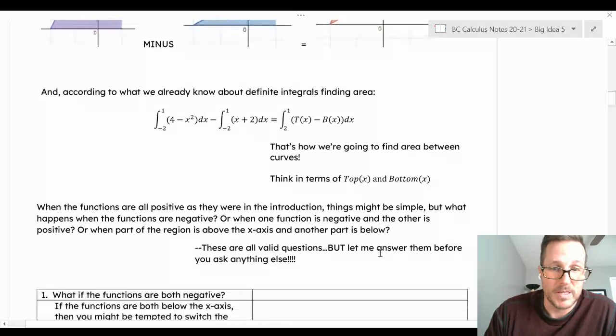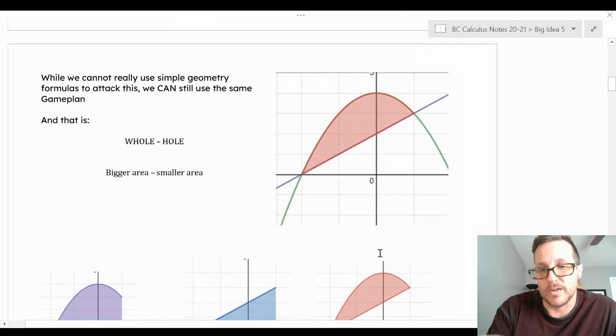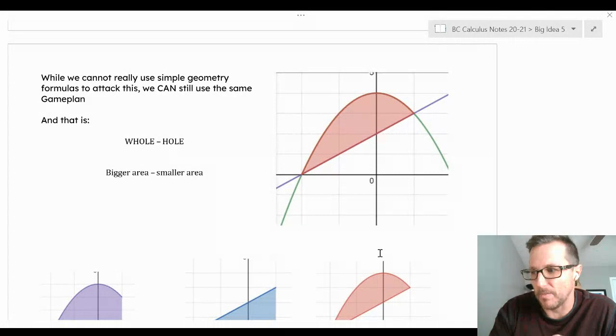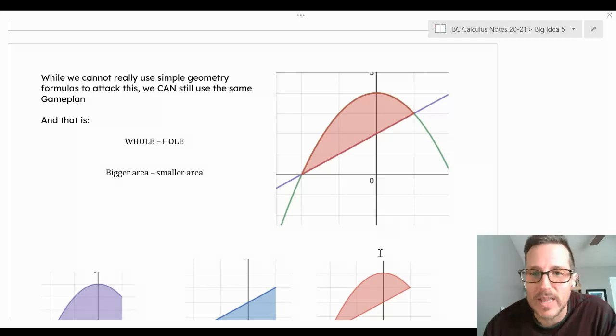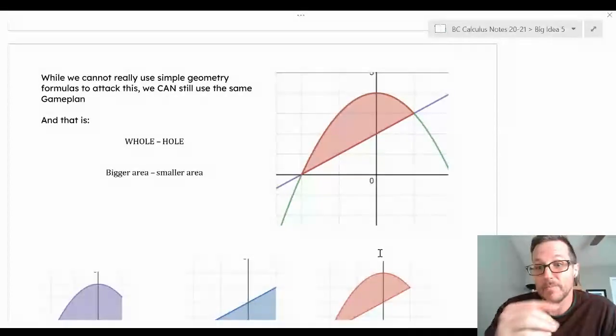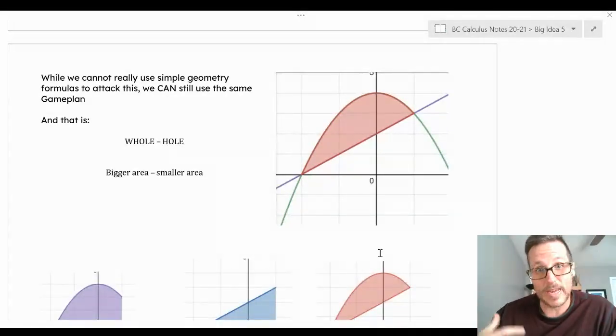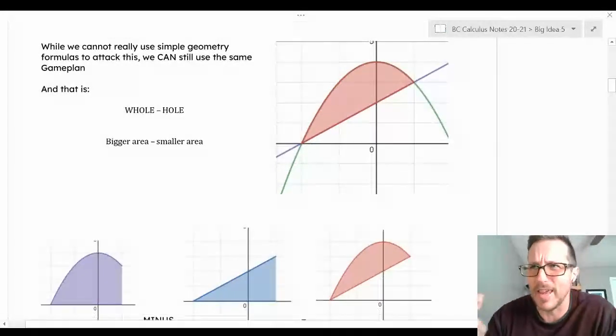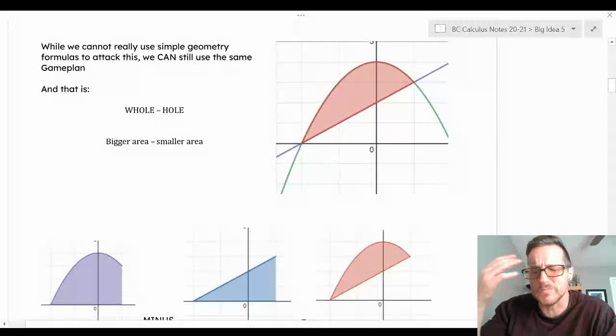Now, we look at that picture and you're like, okay, yeah, that's kind of obvious. It's the bigger area minus the smaller area. But one thing you all got hung up on, at least at first, was what if the functions are negative? Doesn't that change things? Because definite integrals of negative functions are negative, right? A definite integral is not area. It is a product. So if we integrate to the right a function that is negative, we get a negative product. So how can area be negative? Shouldn't we switch some things around?